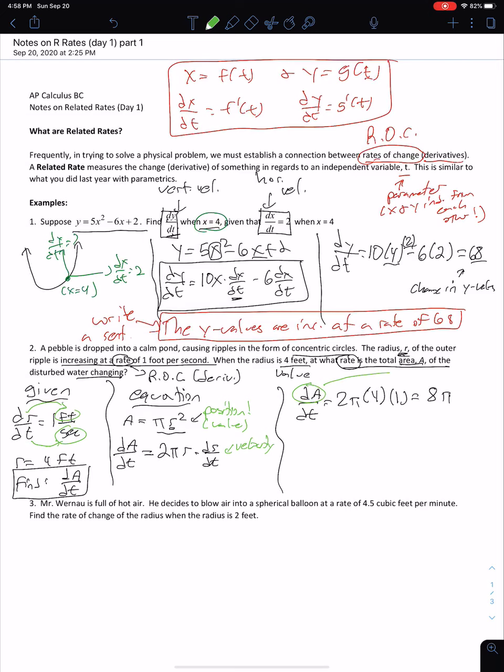The area, we find the change in area. This is why we like Leibniz. The top of the fraction is my area. Well, area here is feet, and because it's an area, we should know that that's going to be feet squared.